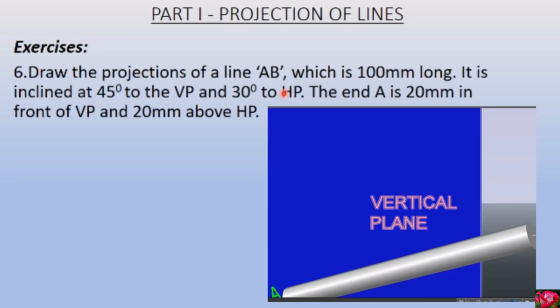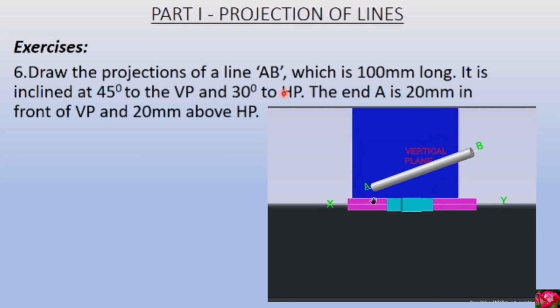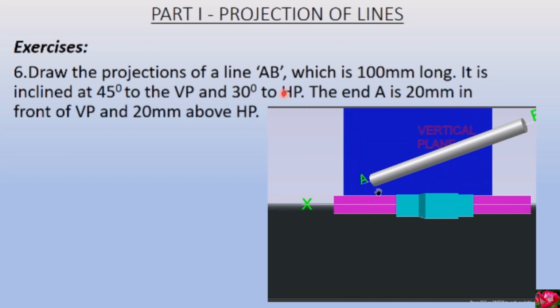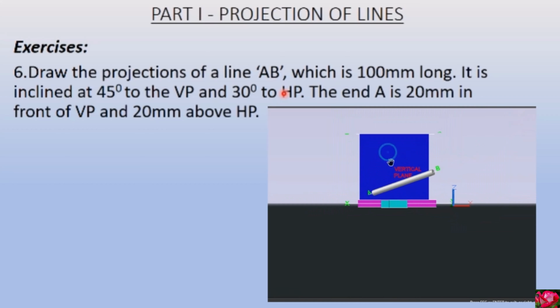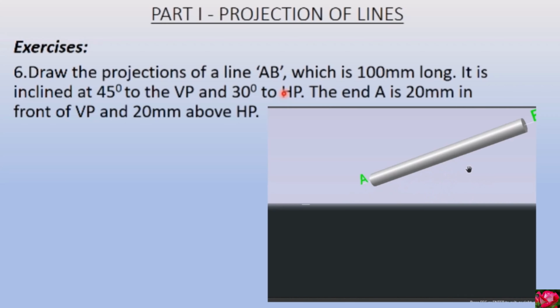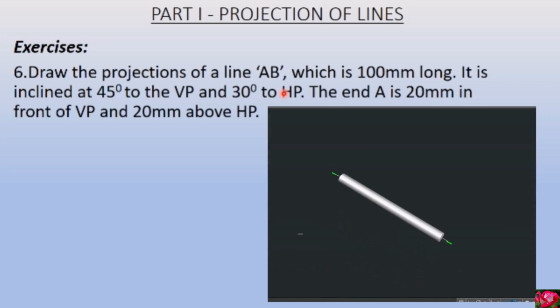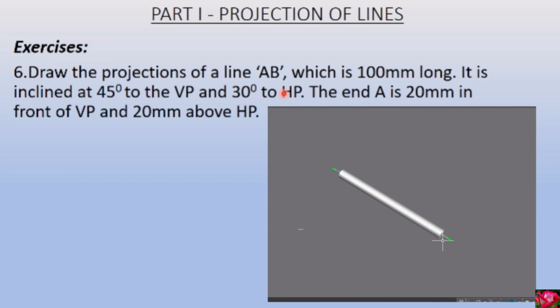And one more thing to observe here, the distance of point A is 20 mm above HP and in front of VP. So this is the distance, and I will erase the planes to avoid complications first, and I will show you. So for this question, this is going to be our front view, a line which is inclined to the horizontal plane at 30 degrees, and this is going to be our top view, the line inclined at 45 degrees.